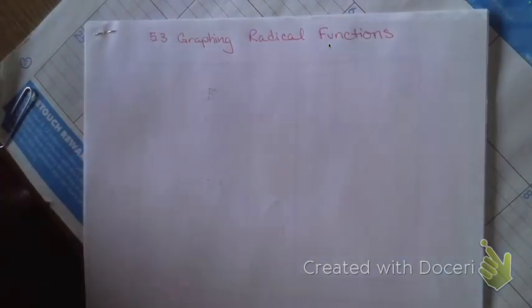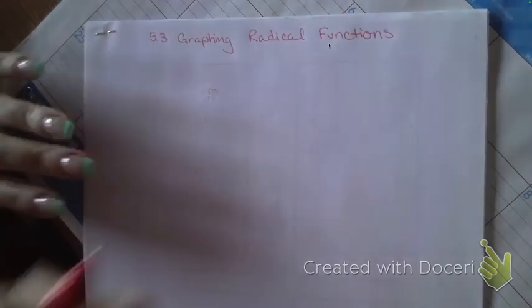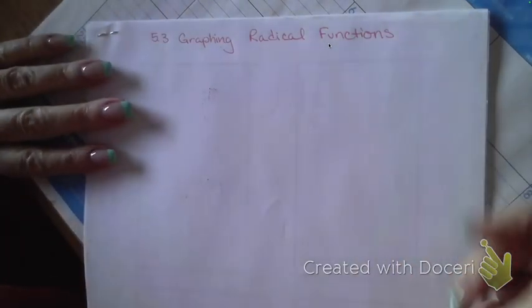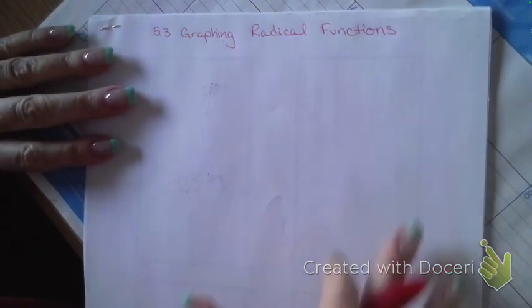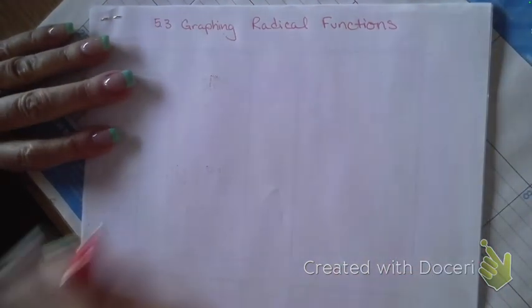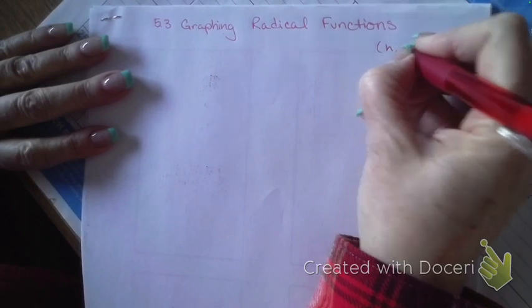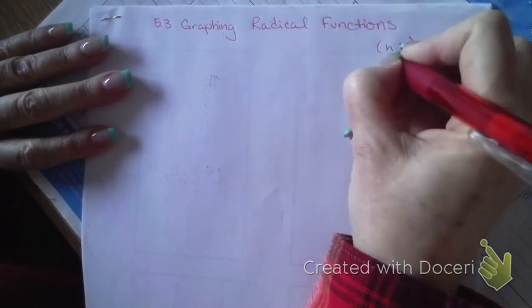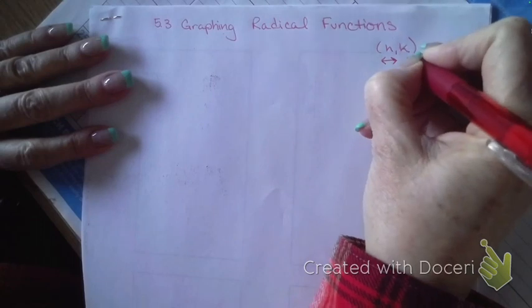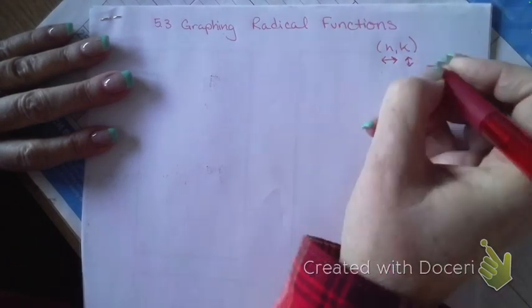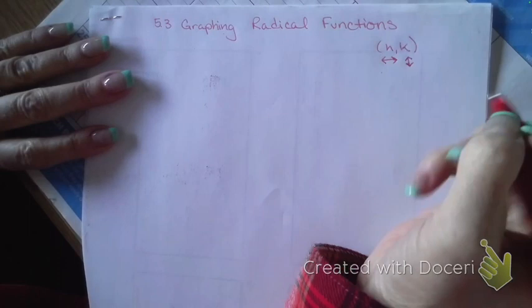Okay, 5-3 graphing radical functions. So when I started this year, well, actually we started last year a little bit, I told you every single time I introduced a graph, we'd have an H and a K. And H was horizontal movement, and K is vertical. And it's happened every single time, correct? Yeah. Okay, and it will continue to happen even with radicals.